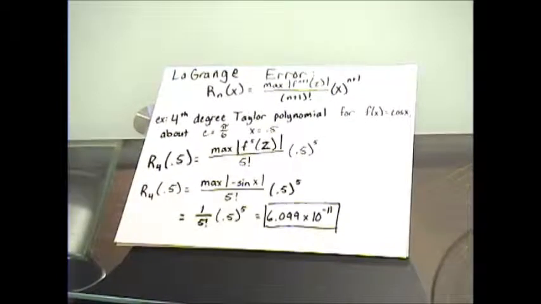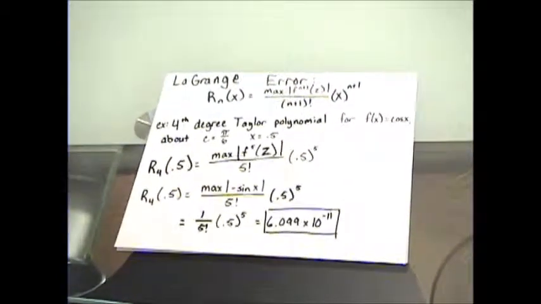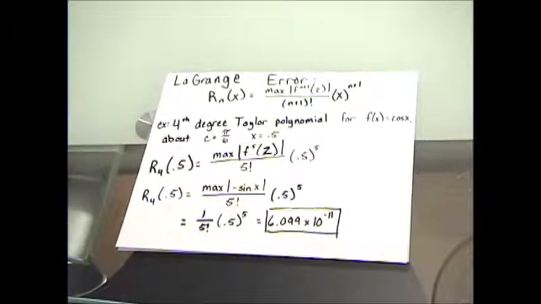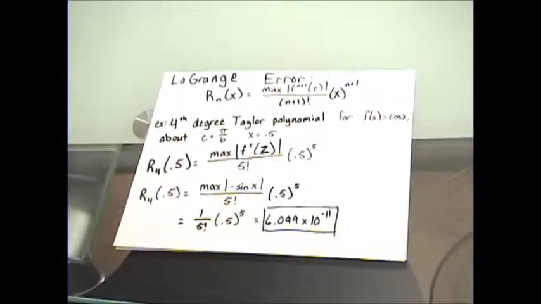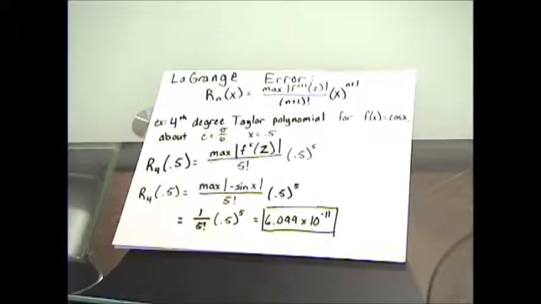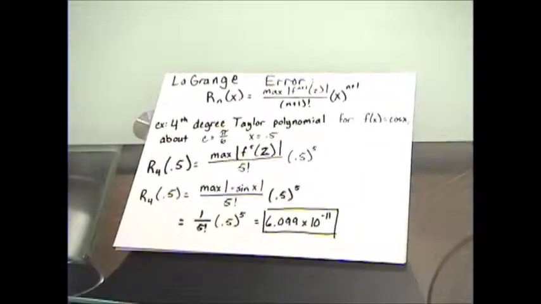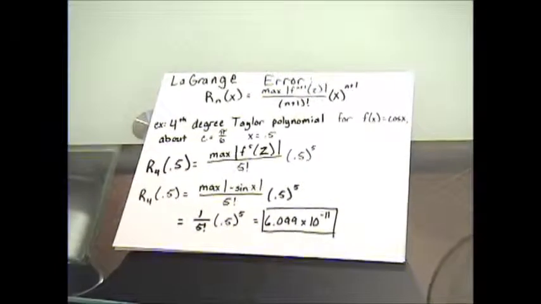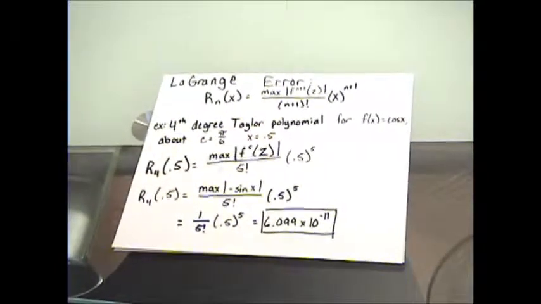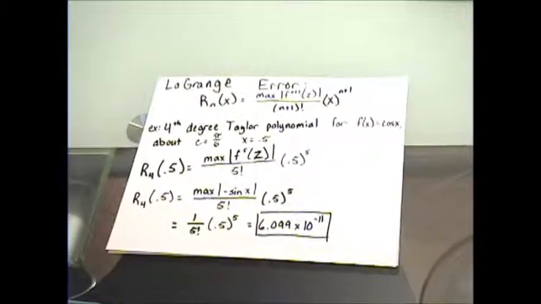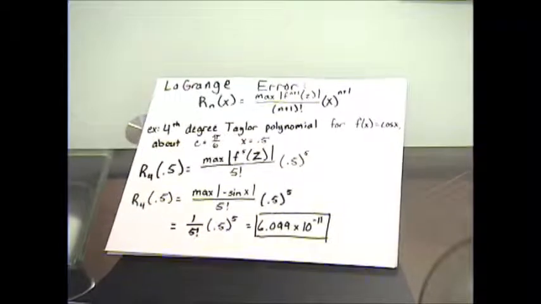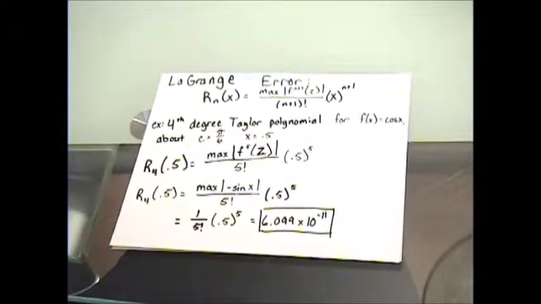So we'll start with R sub 4 of 0.5 is going to equal the max of the 5th derivative of z all over 5 factorial times 0.5 raised to the 5th. So R sub 4 of 0.5 equals the max of negative sine of x, which is the 5th derivative of cosine, all over 5 factorial times 0.5 raised to the 5th. This equals 1 over 5 factorial times 0.5 raised to the 5th, which equals 6.099 times 10 to the negative 11th, and that's the Lagrange error.